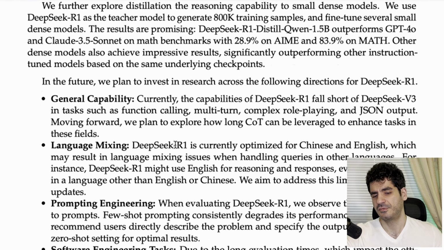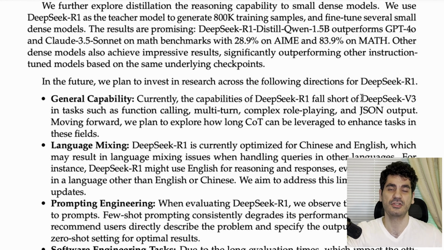What they're going to work on in the future is general capability. The R1 model falls short compared to V3 on some function calling, multi-turn, complex role playing, or JSON output. These are very important for AI agents, right? Function calling and JSON output are the ones that are frequently used. So they said they're going to see how a long chain of thought can help in AI agent pipelines that use, for example, specific function calling or JSON output.